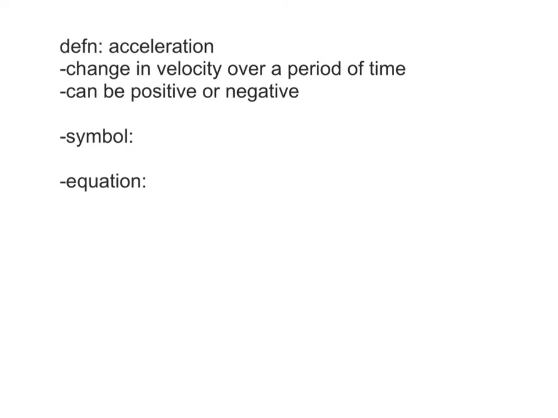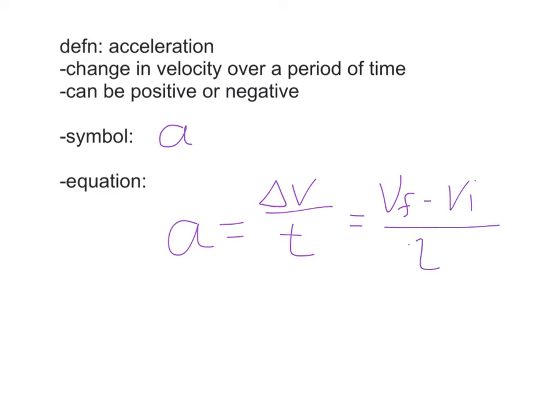So what is acceleration? By definition, acceleration is a change in velocity over a period of time. Since it's a change in velocity, and velocity is a vector, acceleration is also a vector, and it can be positive or negative. The symbol for acceleration is a lowercase a, and the equation for acceleration is its definition. So acceleration equals change in velocity over time. And change in velocity is just delta v, so v final minus v initial over time.